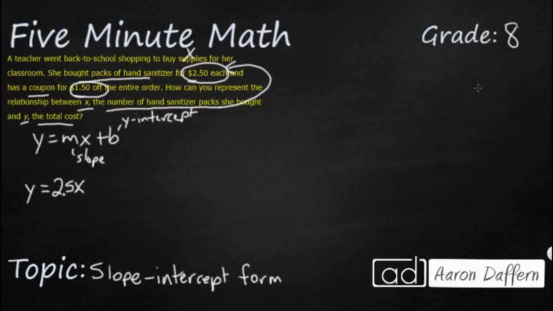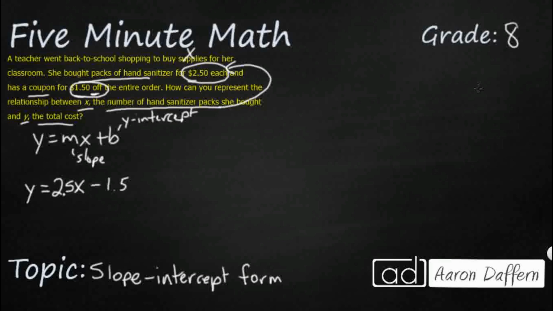And then we need to find the y-intercept. If we've got an x of 0, how much would that y-intercept be? That's going to be our constant here, and it's a coupon for $1.50 off. So notice it's $1.50 off. Normally we add, but we're just going to subtract here. We're going to subtract 1.5. So that's how we would represent this as an equation.